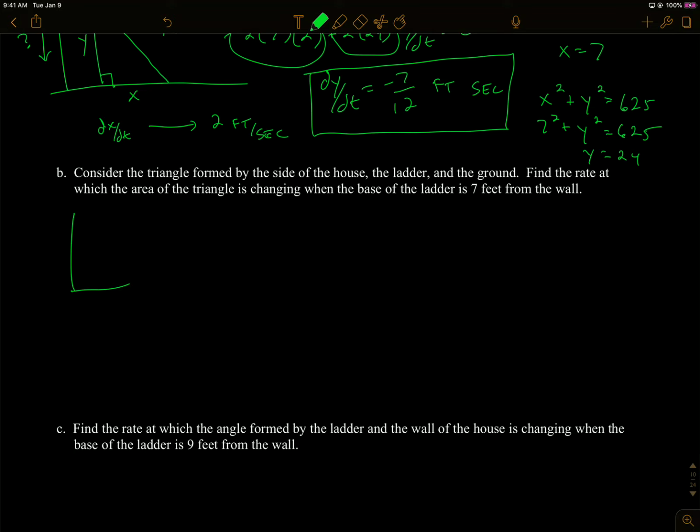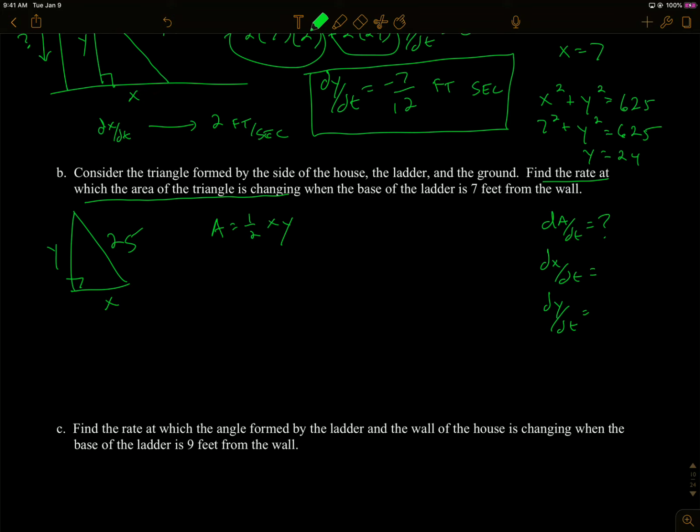So we have this same triangle now. Okay, and now we're going to talk about its area. So its area is going to be 1/2 x times y. And I want to do the derivative of this and solve for whatever rate they're asking for. So they say find the rate at which the area of the triangle is changing. So I want to find dA/dt. That means I have an x and a y left in the equation, which means I'm going to need to know what dx/dt is already and what dy/dt is already.